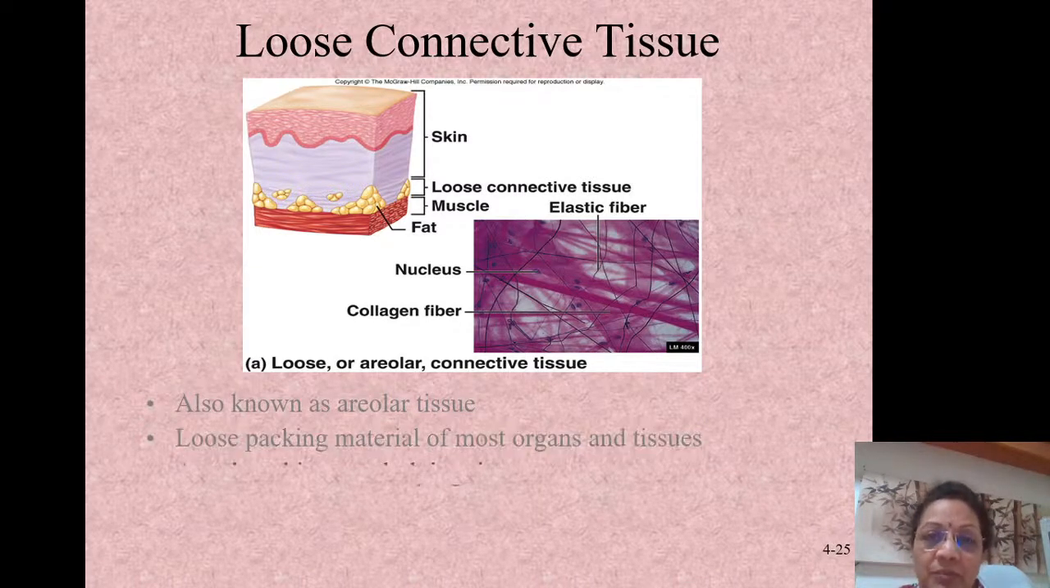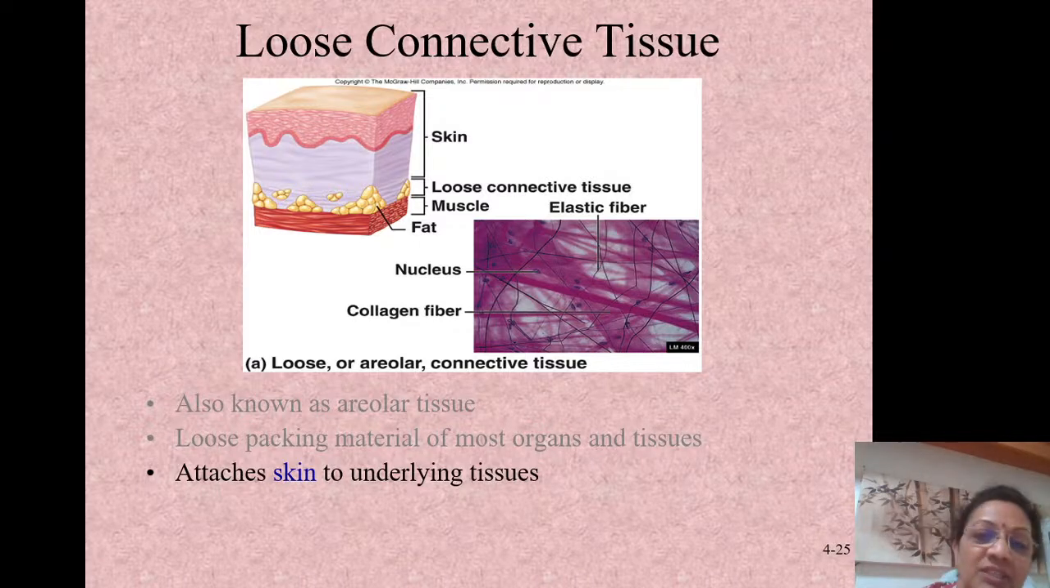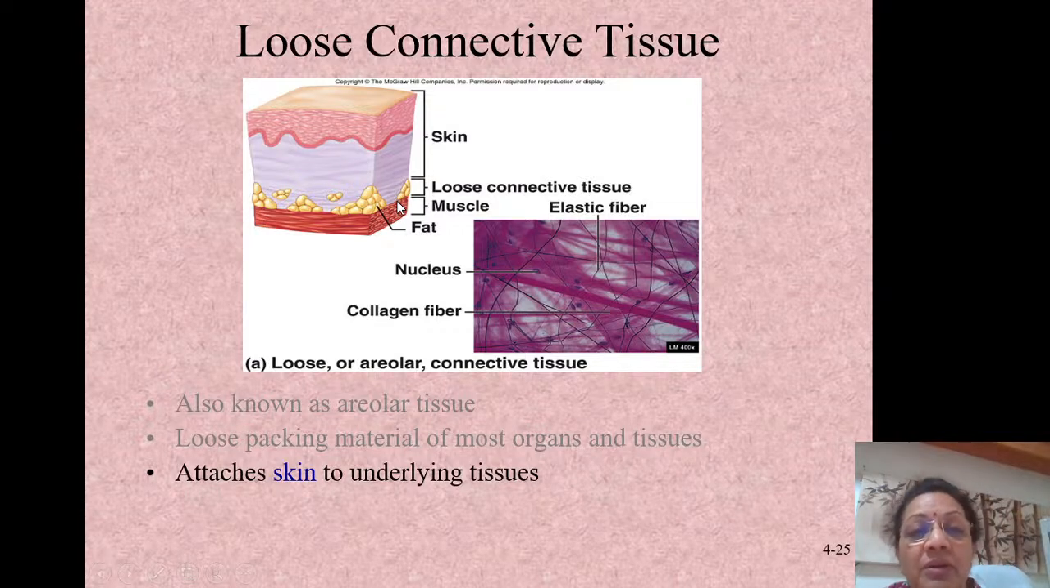Loose packing material. Most organs and tissues have it. It is the one which is attaching the skin, dermis plus epidermis, to the underlying muscle. So the dermis is not loose. The dermis is dense, but the area beneath it, the subcutaneous area or the hypodermis, is the loose connective tissue.